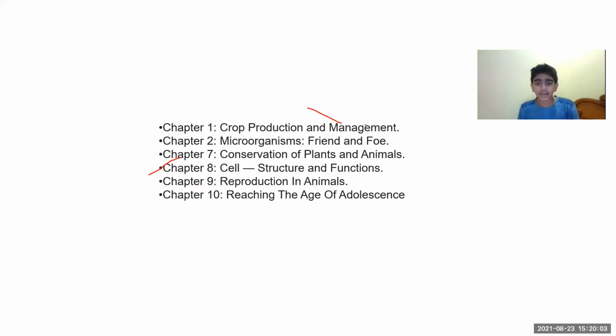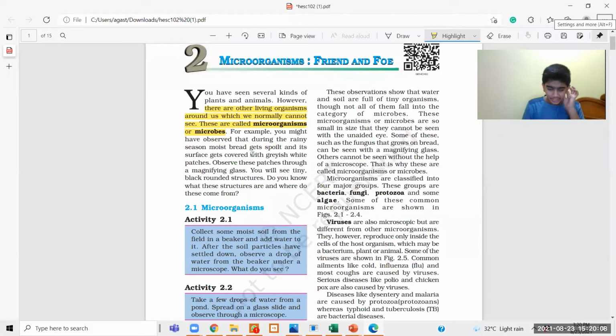So now we'll start with the microorganisms, friend and foe chapter. First we'll understand the chapter name, microorganisms. What are these microorganisms? Microorganisms are living organisms which we normally cannot see. They are not seen with the naked eye. We need a microscope to view such microscopic organisms, and that's the reason they are named microorganisms or microbes. You understood this point? I hope so.